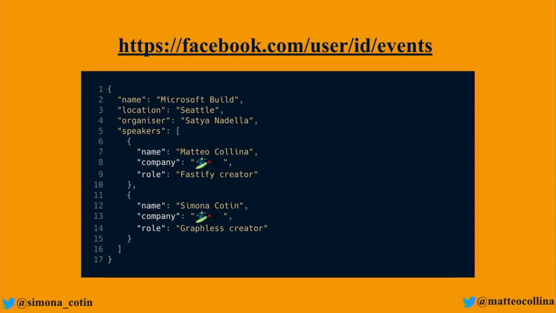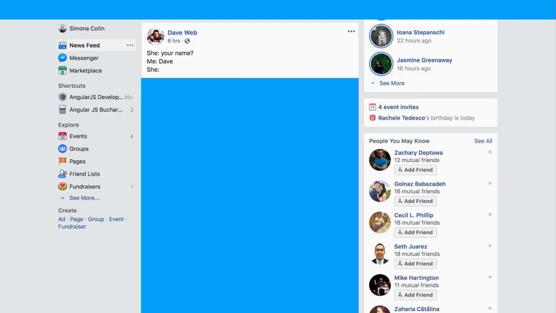Let's look at the events. There's a nice event called MSBuild that you probably know of, where Satya gave a fantastic keynote yesterday, loved it. And it has some more amazing speakers like Simona and myself. Let's just be humble. And this is our endpoint and what it returns. But we don't really need the speakers' information to render my view. For some reason, and this is very typical in software, this endpoint returns them because some other client, some other view, needs that information.